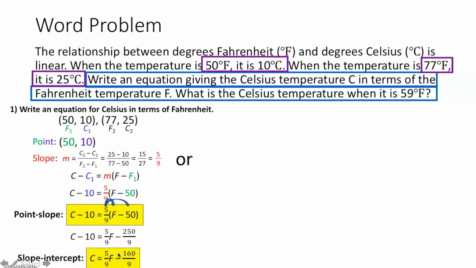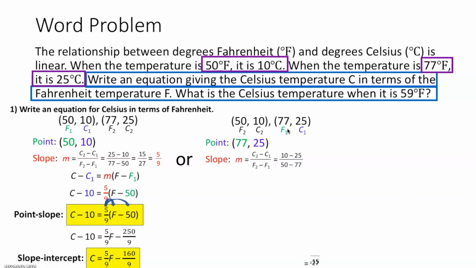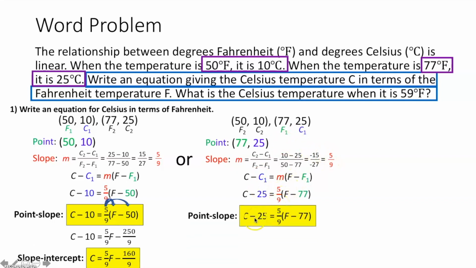Cool. You could have also picked the other point to be your f sub 1 and c sub 1, and you would have got the exact same thing. Again, my slope should have turned out the exact same, which it does. When I plug it in to point slope form, the 77 now is going to go in for f sub 1, the 25 is going to go in for c sub 1, and the 5/9 goes in for my m still. And now I have the point slope form just with the other point this time. These are the exact same thing, except I just picked 2 different points on the line.